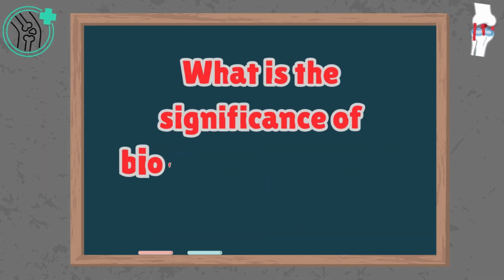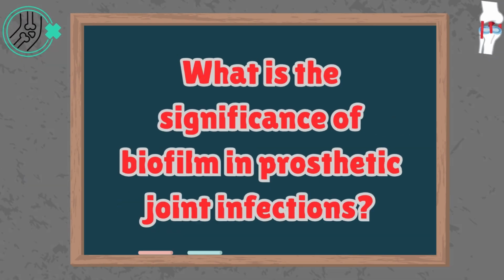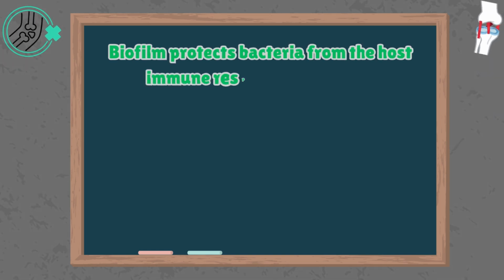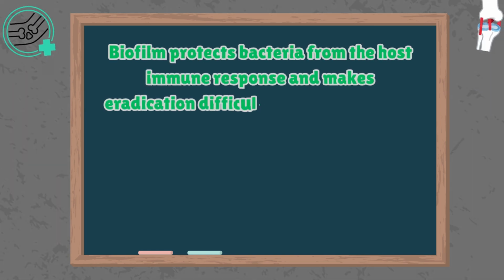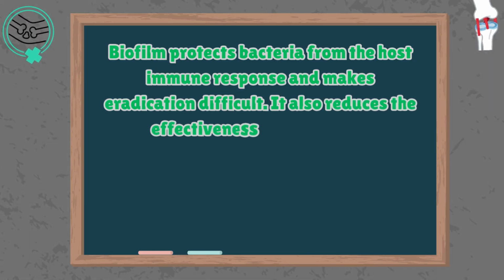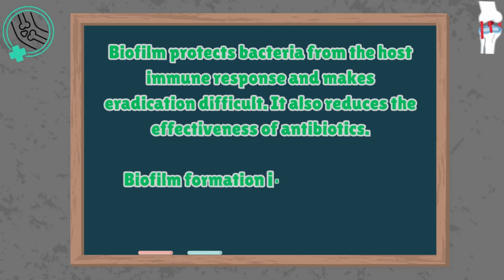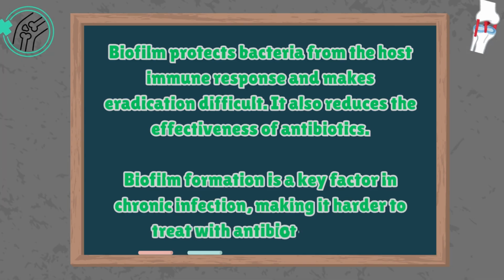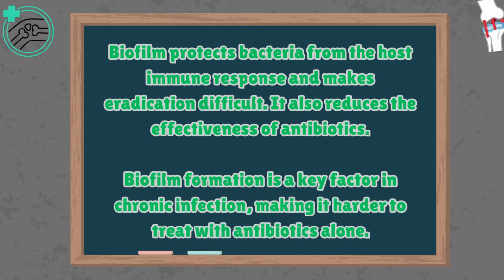What is the significance of biofilm in prosthetic joint infections? The answer is, biofilm protects bacteria from the host immune response and makes eradication difficult. It also reduces the effectiveness of antibiotics. Biofilm formation is a key factor in chronic infection, making it harder to treat with antibiotics alone.